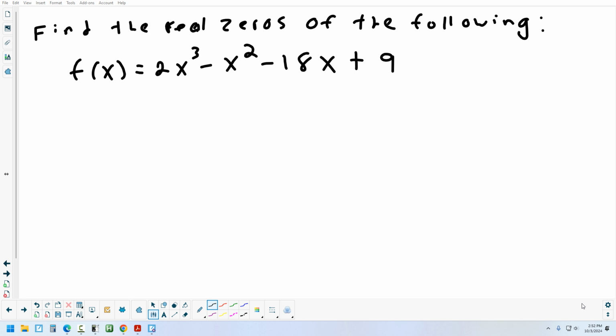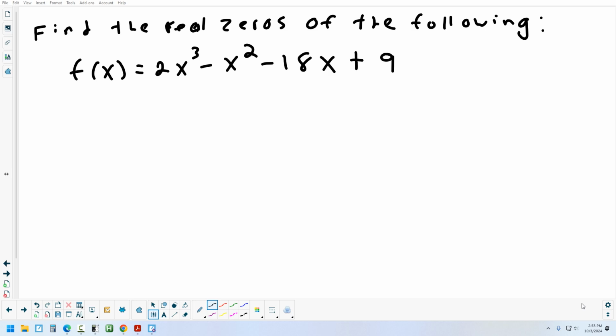Okay, so first question we're going to take a look at is finding the real zeros of that polynomial. So that means finding the roots, or where it crosses the x-axis. Now that one is probably doable with factor by grouping, but there will be some on the test that are not. So let's start by finding possible roots that could work.